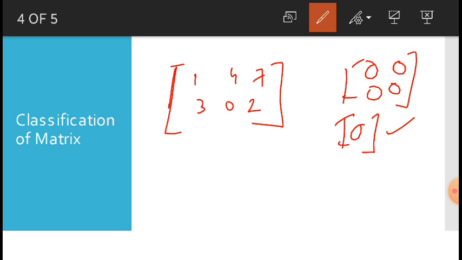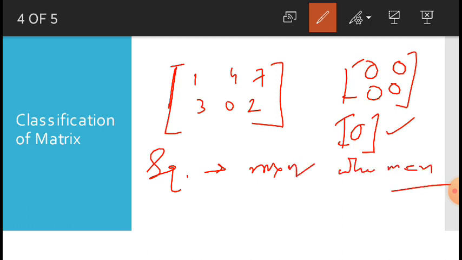Okay, now what is a square matrix? A square matrix is where the number of rows and columns are the same. A square matrix is nothing but an m by n matrix where m equals n, so this is called a square matrix here.